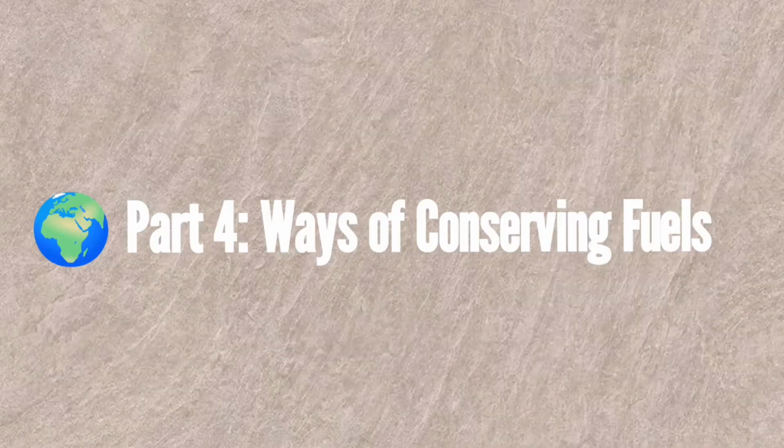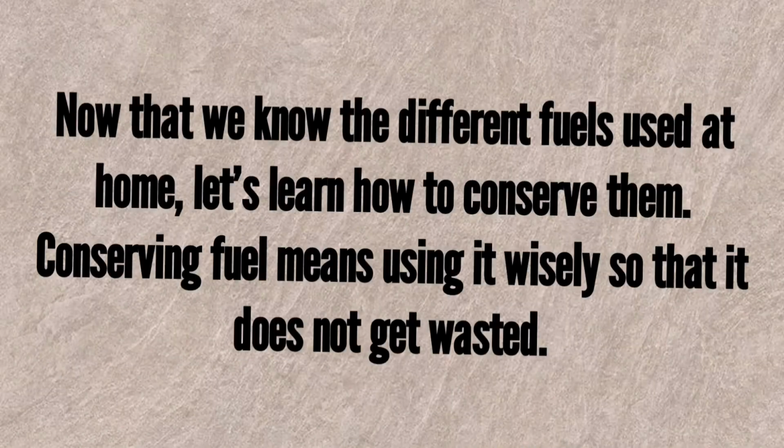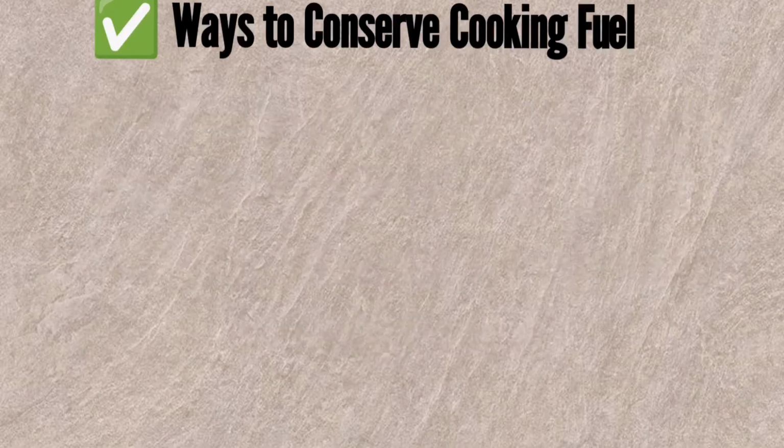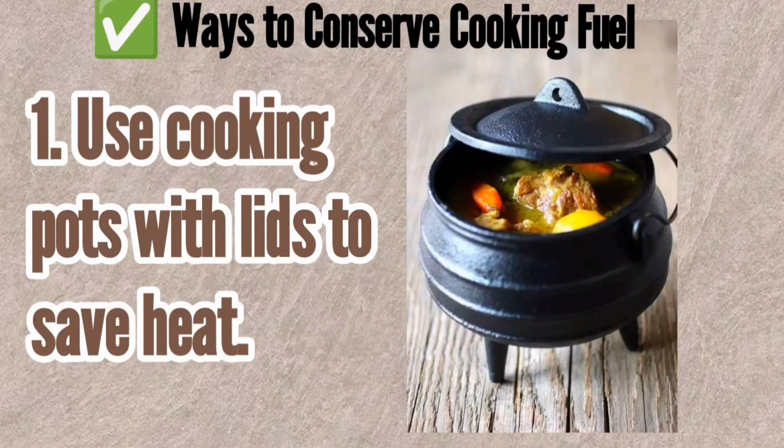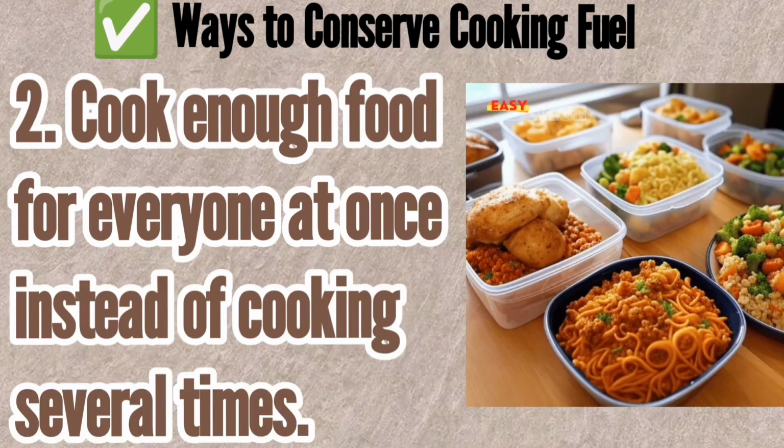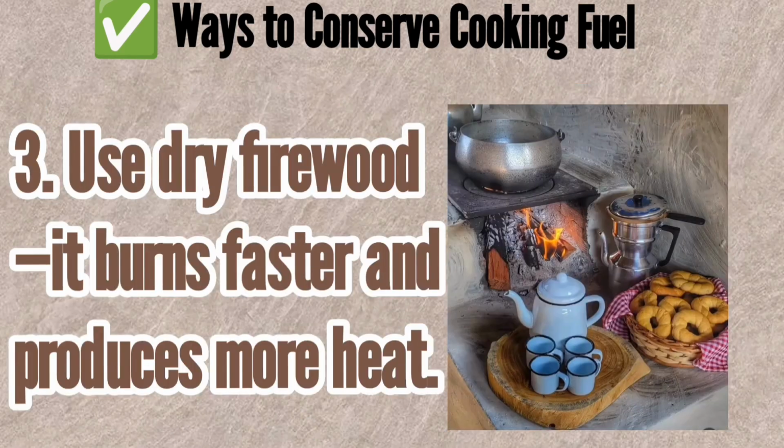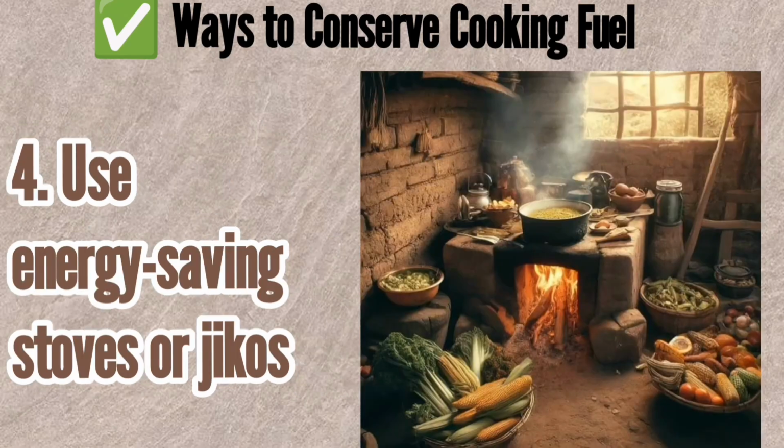Let's look at ways of conserving fuels. Now that we know the different fuels used at home, let's learn how to conserve them. Conserving fuel means using it wisely so that it does not get wasted. Ways to conserve cooking fuel include: use cooking pots with lids to save on heat. Cook enough food for everyone at once instead of cooking several times. Use dry firewood because it burns faster and produces more heat. And of course, use energy-saving stoves and jikos.